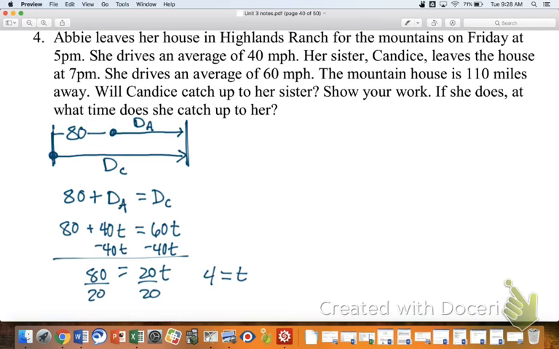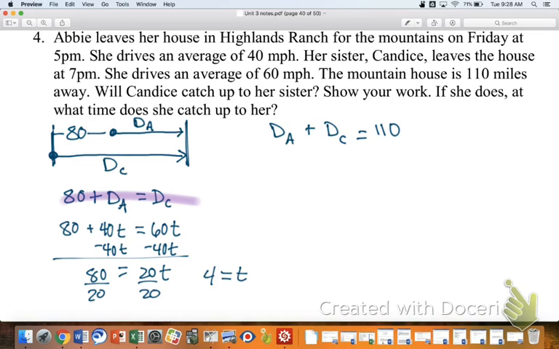But remember, the mountain house is 110 miles away. And so if Abby beats Candace to the mountain house, Candace won't really catch her, right? Abby will stop at the mountain house, and then later on, Candace would show up, right? So that's not really catching her. What do you think? I do another equation. Okay, what do you think? Yeah, go ahead. So dA plus DC equals 110. So you're proposing this as an alternative to that?